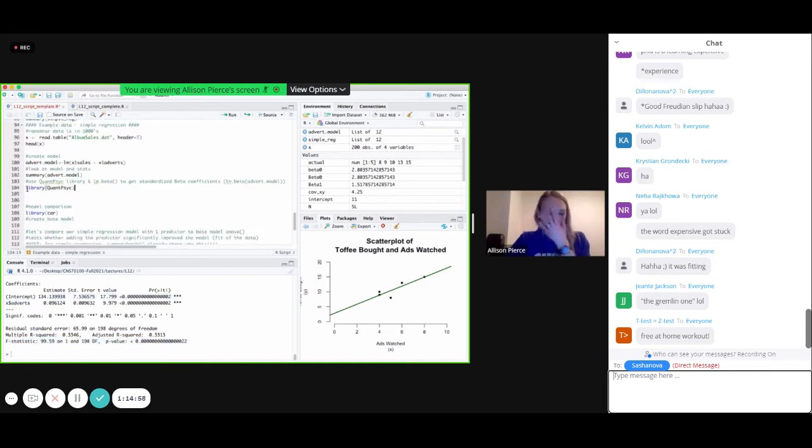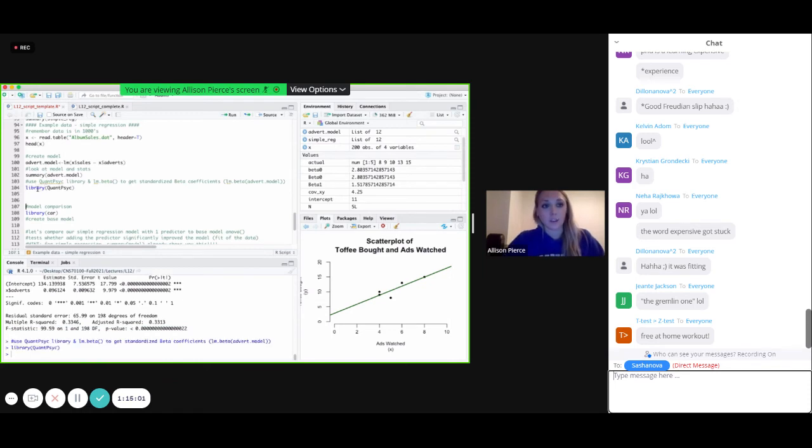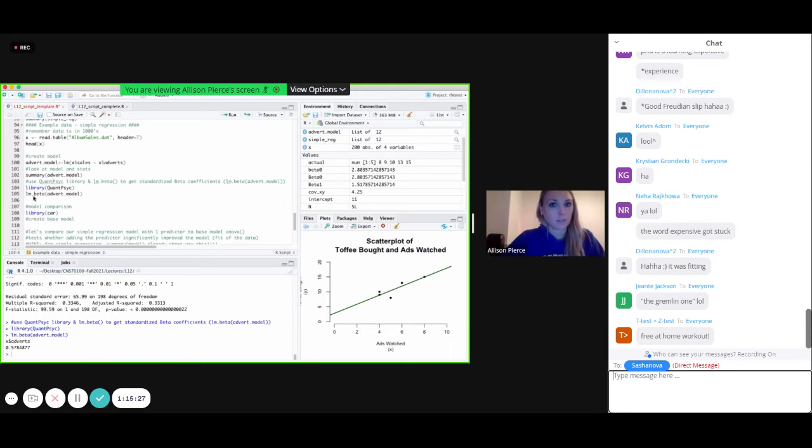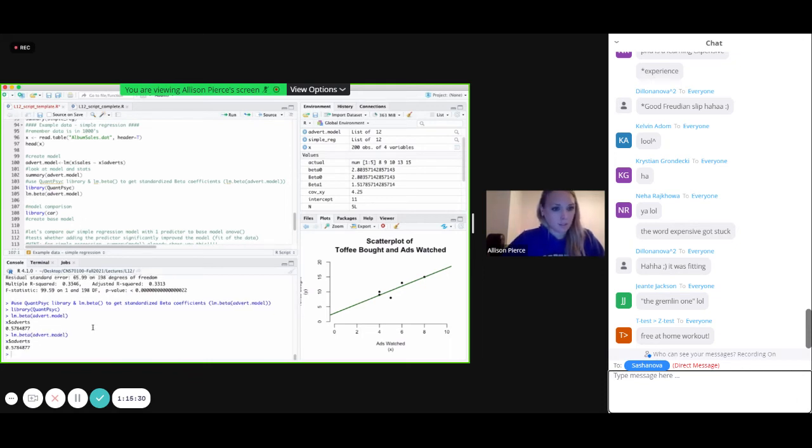If you want to get your standardized beta coefficients, the ones in standard deviation units, you're going to load the QuantPsy library. If you don't already have that installed, you want to do install.packages. There should have been a little yellow bar up here for you to do that. And then lm.beta is the function for this. We're just going to pass our model that we've already created to it. Because we only have one predictor, this gives us your standardized beta coefficient. So this is in standard deviation units.